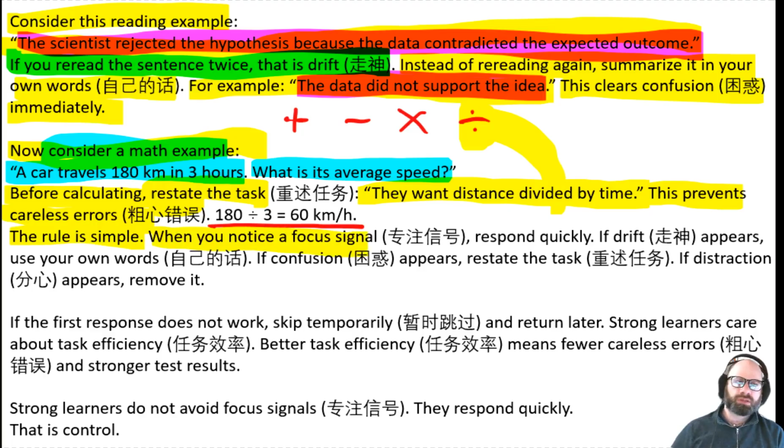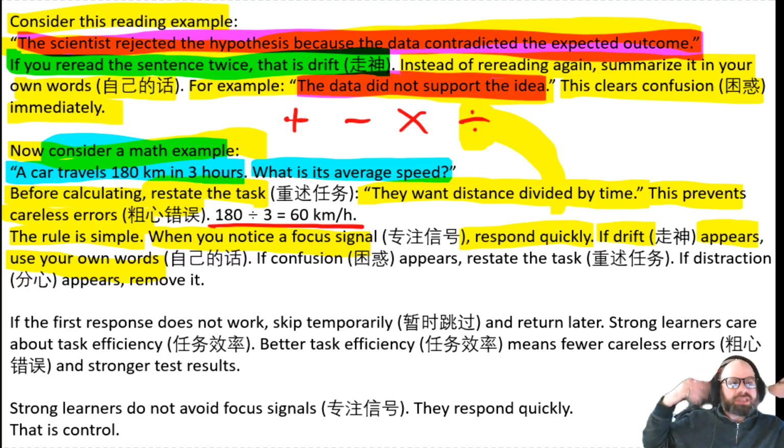Now, you guys read together. The rule is simple. When you notice a focus signal, respond quickly. If drift appears, use your own words. Wait, use your own words to do what? To explain what the question wants, to explain what you're doing, to explain what you're thinking about. Just to get your mind moving again.